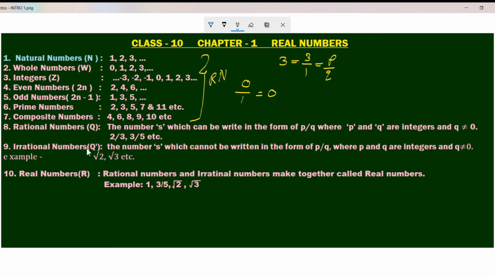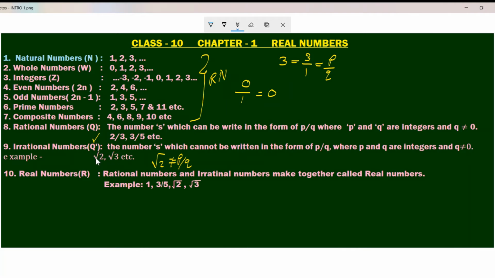Irrational numbers are denoted by the letter Q prime. You can see the definition: the numbers which cannot be written in the form of p upon q, where p and q are integers. That means some numbers will be there which we can't write in the form of p upon q. Here, root 2 I can't write in the form of p upon q. So I am saying root 2 is an irrational number.